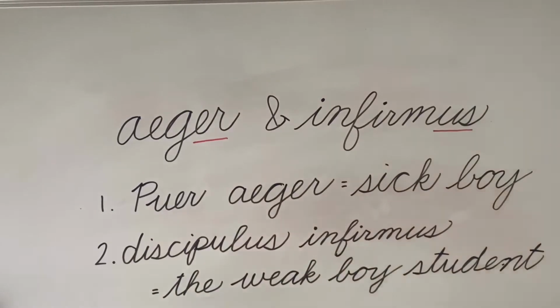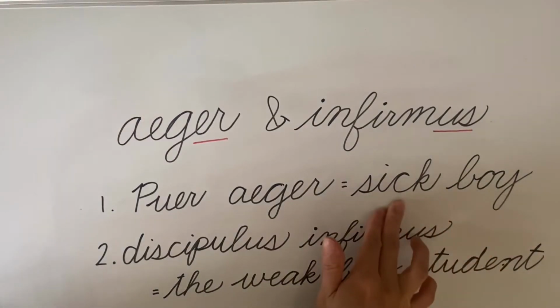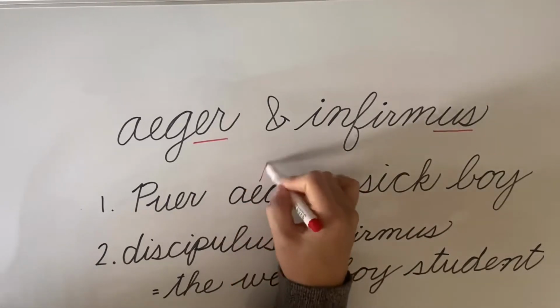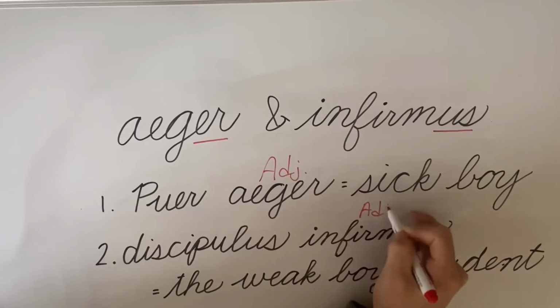Okay, so as you can see, third grade, what kind of boy is it? What kind of boy? Sick. Adjective. It's a what kind question. So we know that æger is an adjective. Again, what kind of boy student? Weak. Adjective. So infirmus is an adjective.